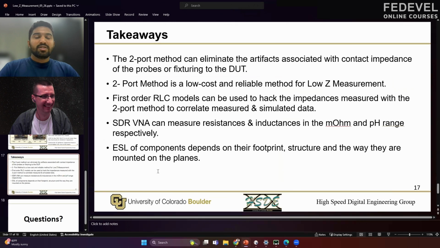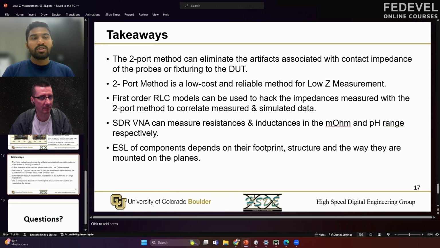Perfect. So let's just summarize what we did in this presentation. We talked about the two-port method using this low-cost SDR VNA, which can eliminate the artifacts associated with contact impedances. We measured different test structures. We measured the low impedances of these test structures over the frequency range of 1 kilohertz to 1.3 gigahertz. And we established that the two-port method is a really low-cost method because the VNA that we used is a $450 VNA, and also a reliable method for low impedance measurement.